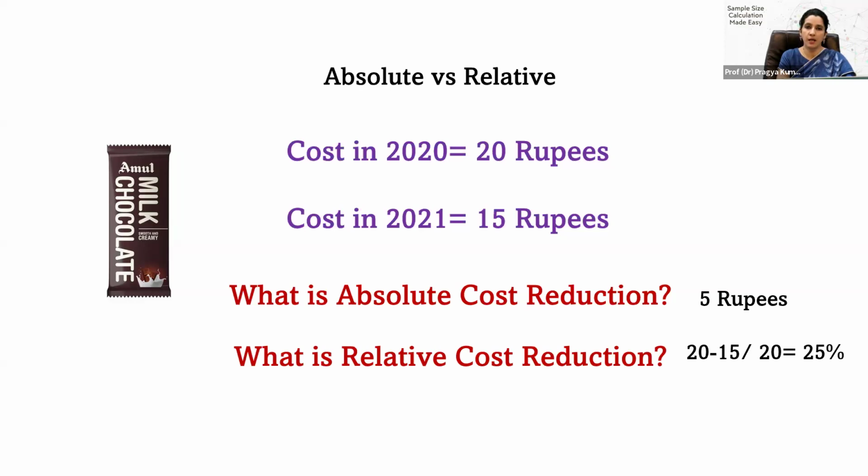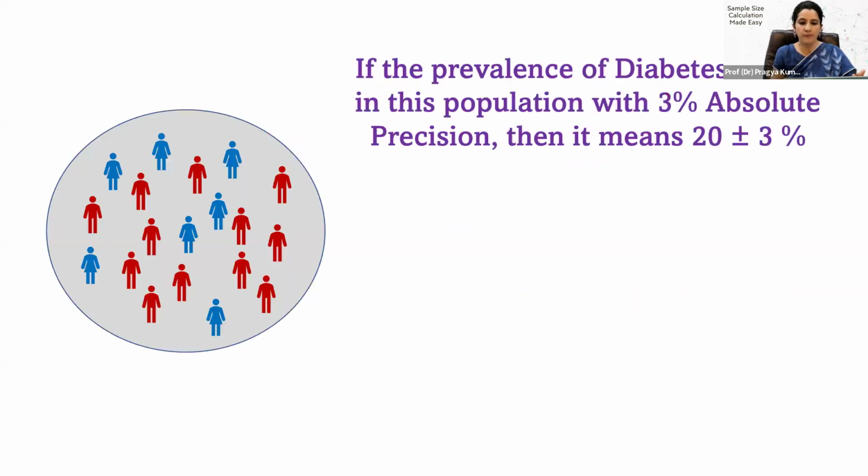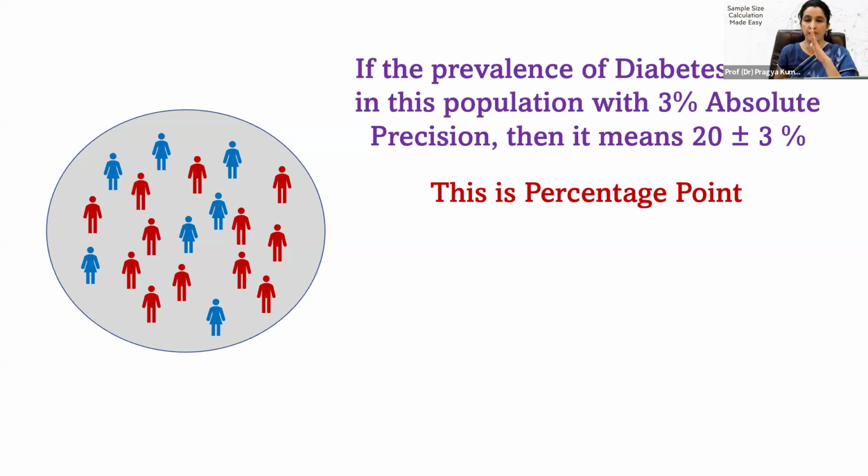In case of a margin of error, if we take 3% or 2%, for example, if I say the prevalence of diabetes is 20% in this population, and I have fixed a 3% absolute margin of error, what will I say? 20% plus or minus 3%. That means the population prevalence of diabetes will be from 17% to 23%. This is the absolute margin of error. You reduce 3% from 20 and add 3% to 20, so it will be 17% to 23%.